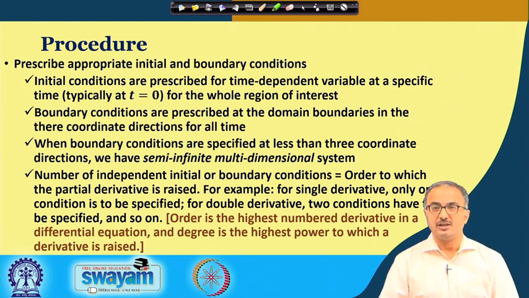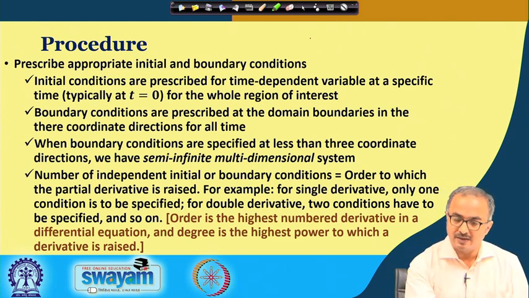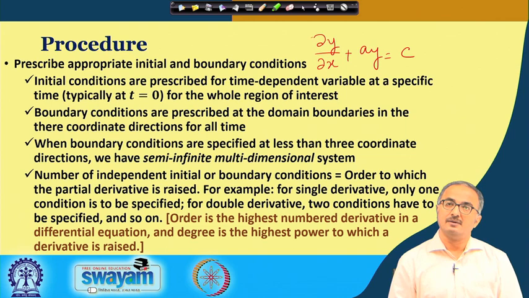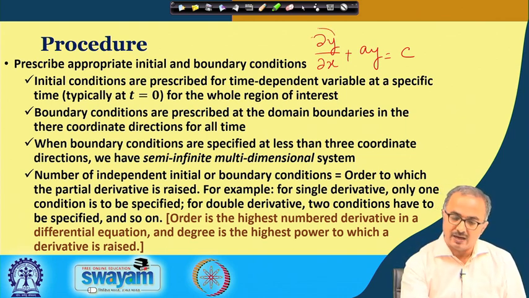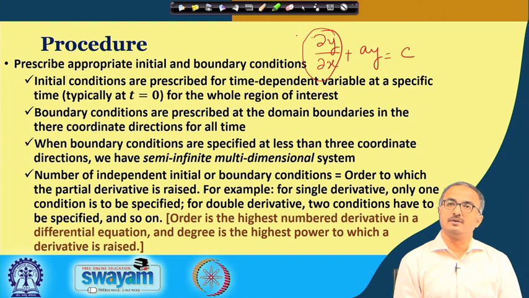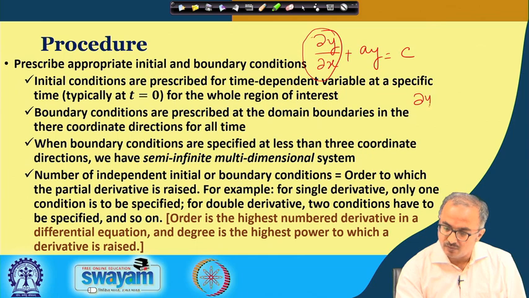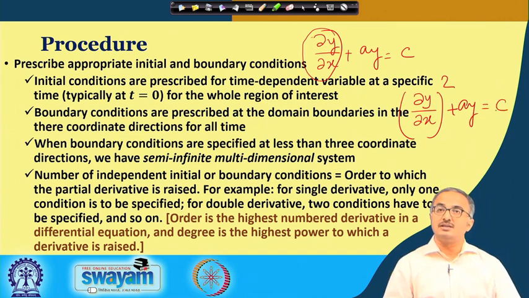Let me just recapitulate the order. Suppose I have something like dou y by dou x plus ay equal to c. So, this is a first order equation, since the highest derivative is of first order. Now suppose I write the same equation like this: dou y by dou x whole square plus ay is equal to c. Now in this case the difference is what? The order still remains 1, but the degree is now 2.